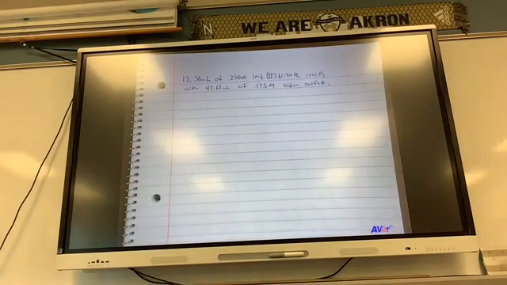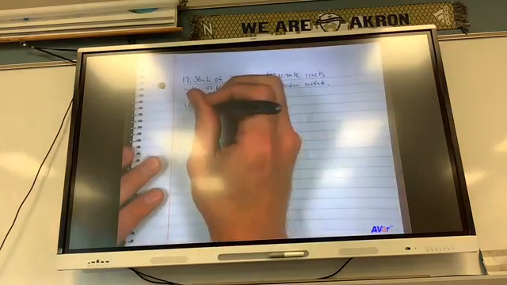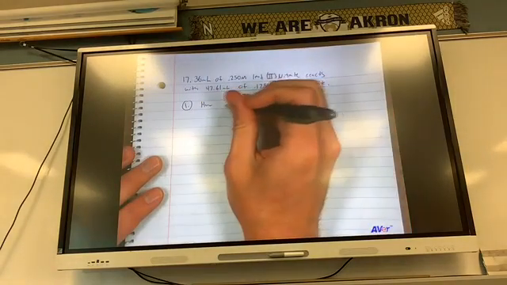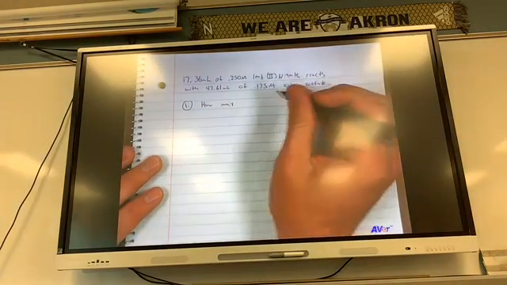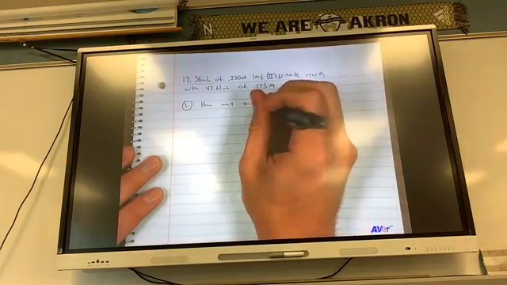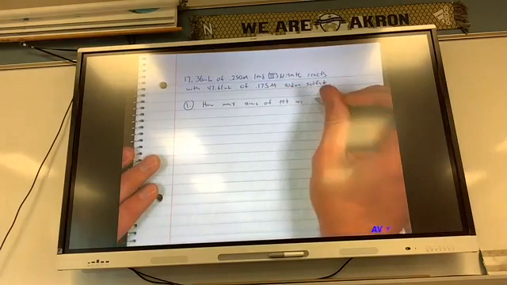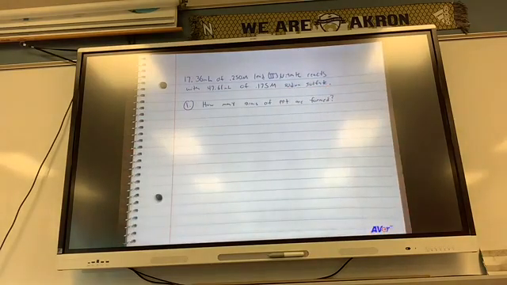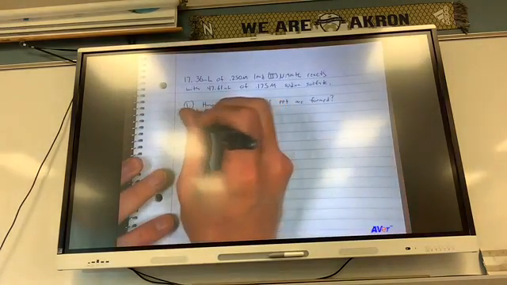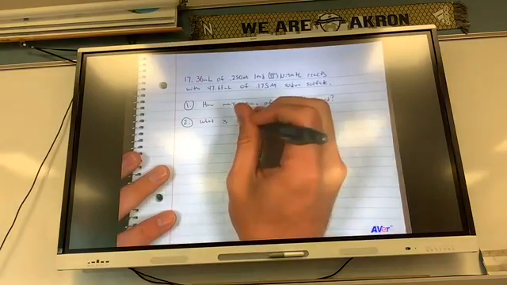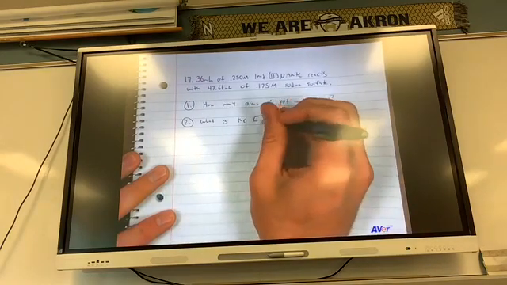Here's what I'm going to ask you. These 2 little questions are going to be a whole page worth of work. Question 1: how many grams of precipitate are formed? We just did that. Question 2 is, what is the concentration?